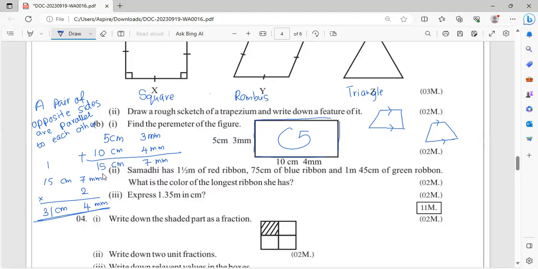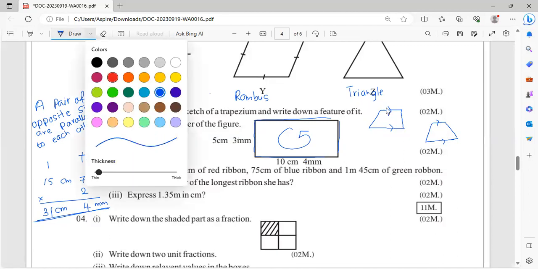Because when it completes 10 millimeters, it moves to the centimeters column. Okay. Is this clear? Yes, teacher.